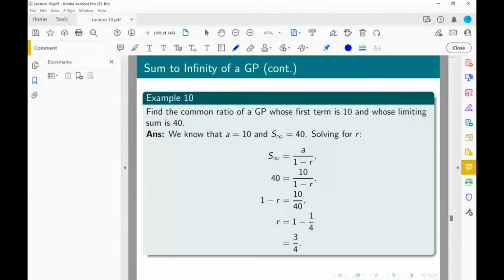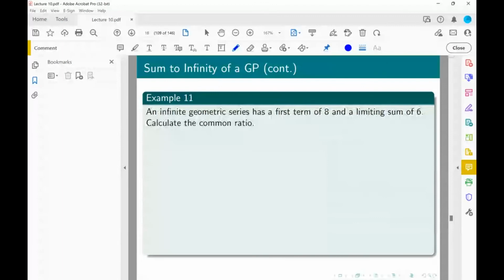Let's try another one. Well, this is almost the same sort of problem, right? So this infinite geometric series has a first term of 8 and a limiting sum of 6. Calculate the common ratio. Same approach. A is 8, S infinity is 6. We're after R. So that's the information we're given.